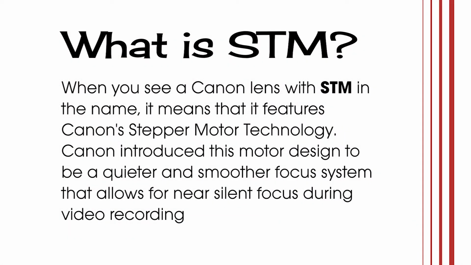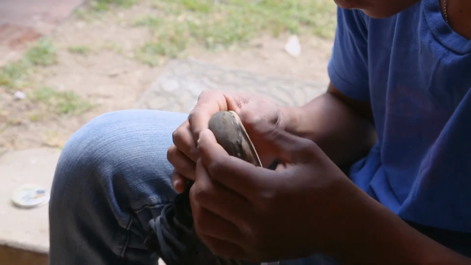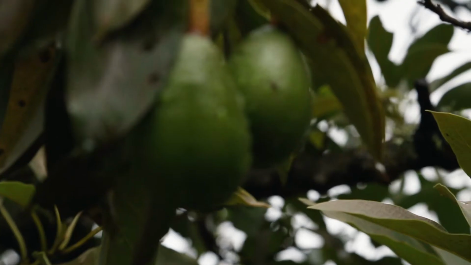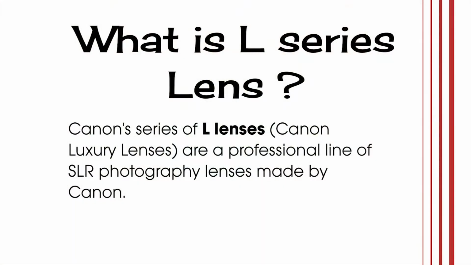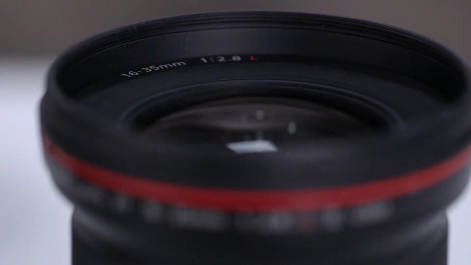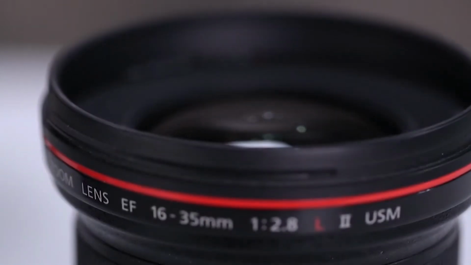When you see STM on a Canon lens, it stands for stepper motor technology. Now this is going to be a hero when you're working in video because it's going to allow for near silent focusing and also give you a smoother focus transition. Any L series lens stands for Canon's luxury lenses. This is actually a series of lenses made for the professional photographer.